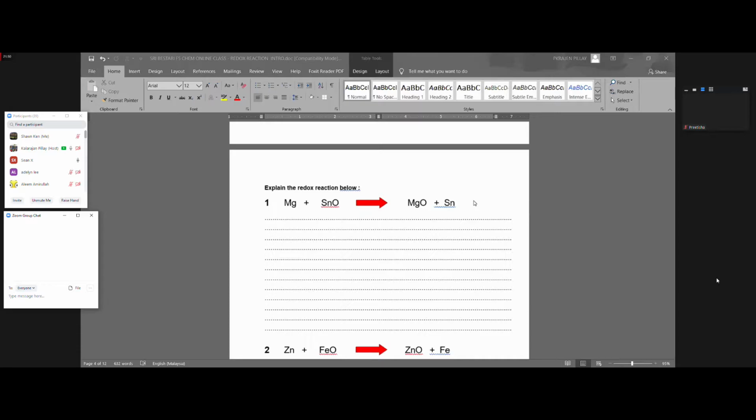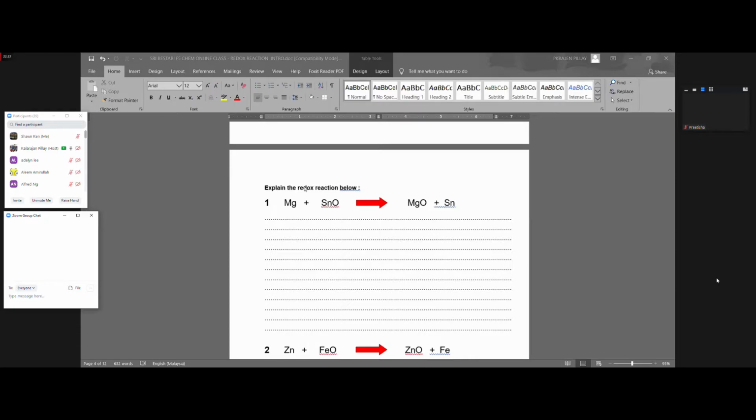Yes, redox. How do you know it's redox? Because magnesium becomes magnesium oxide. Magnesium is oxidized, so magnesium is oxidized to magnesium oxide. Then tin oxide becomes tin. Actually, we must put tin 2 oxide. Tin 2 oxide became tin because of reduction. Okay, so it's a redox.